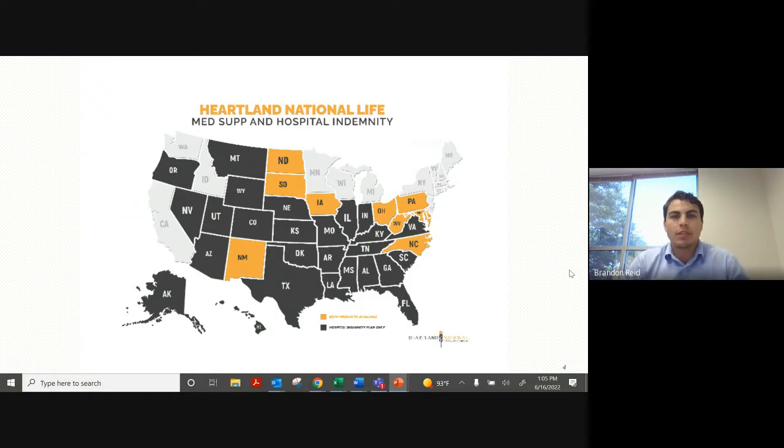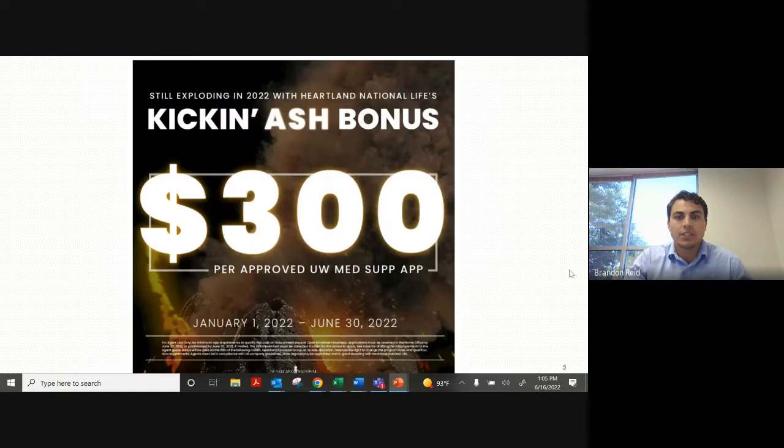So our state footprint, our hospital indemnity is in 36 states currently. We have a Medicare supplement in about 10 of those 36 states. With hopes to expand that product into an additional 15 or 20 states in 2022. So a big expansion coming on the Medicare supplement front. Today we'll focus a majority of the call on the hospital indemnity. But before we get into that, let's just talk real quick about our bonus opportunity on the Medicare supplement side.